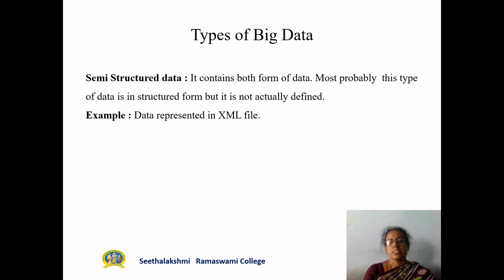Next is semi-structured data. It contains both forms of data, that is structured and unstructured. Most probably, this type of data is in structured form, but it is not actually defined. Example, the data represented in an XML file.